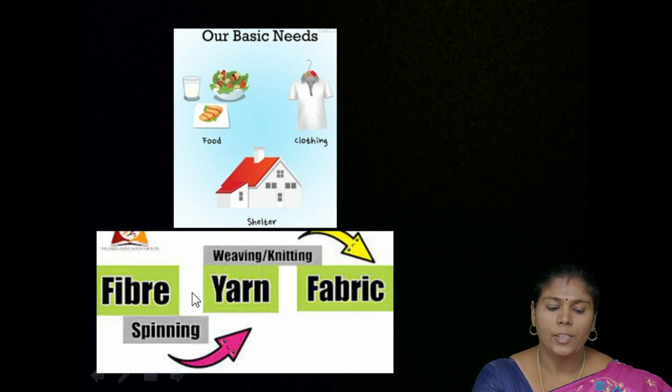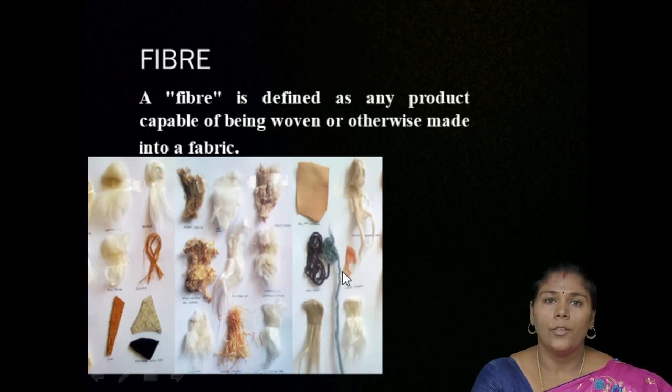Fiber under the spinning process can be made into yarn. Through weaving and knitting processes, the yarn can be converted into fabric. So, fibers are the basic source for making fabric. From fabric, garments or any kinds of clothing can be made. So, we are going to see different types of fibers.